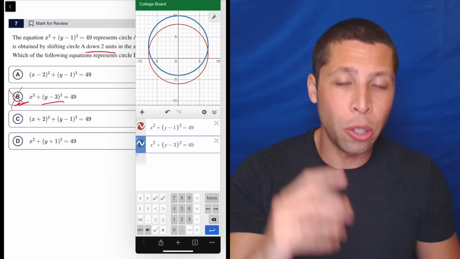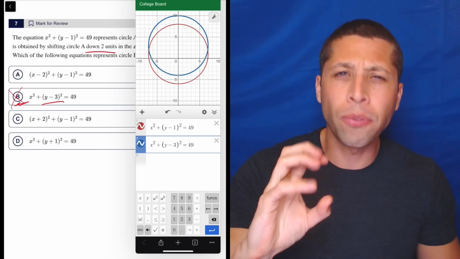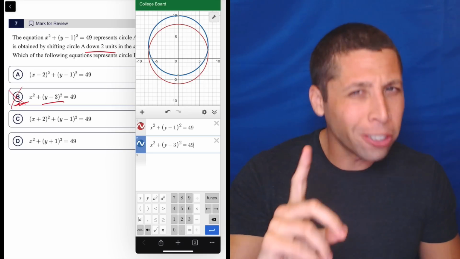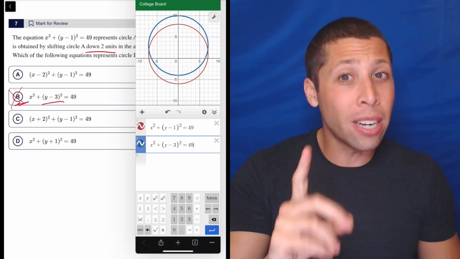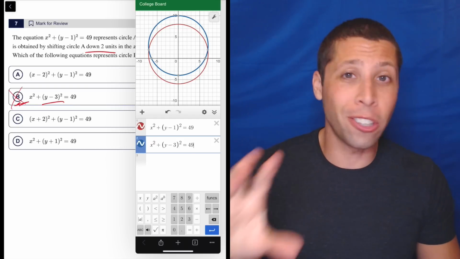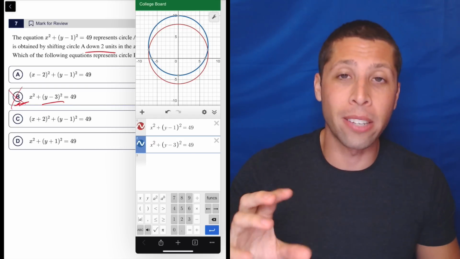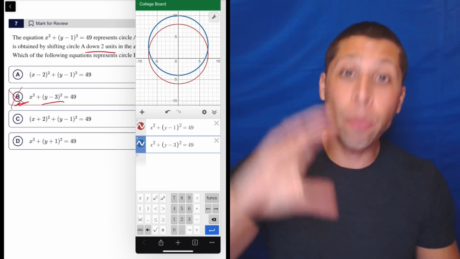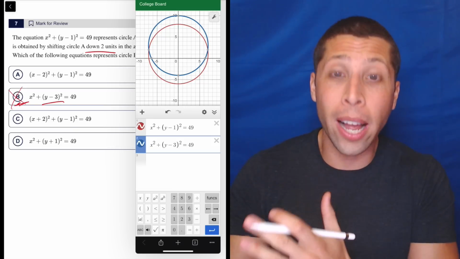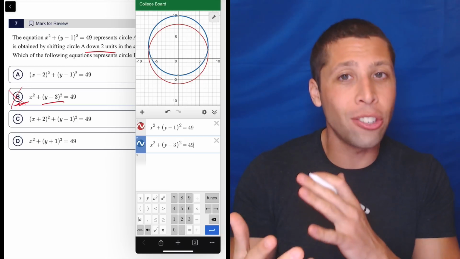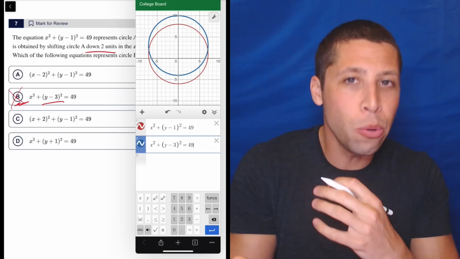Think about school when you were doing those translations, those shifting of graphs. Did you ever do circles? Probably not. You did other things. You did functions, right? So functions are going to behave in a different way because when we shift up and down with a function, we're just adding a number to the side. The y is off on its own.